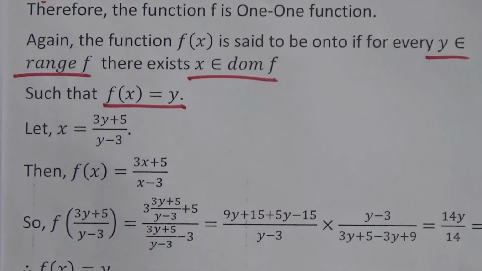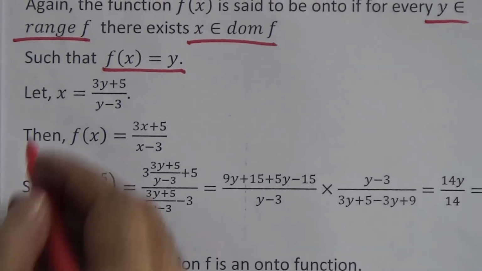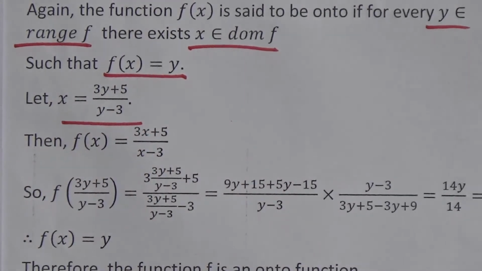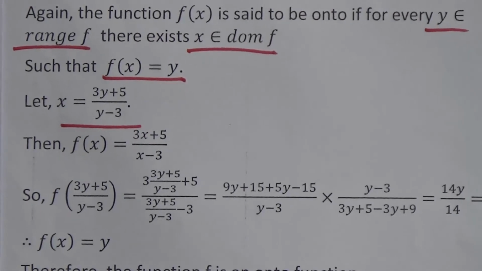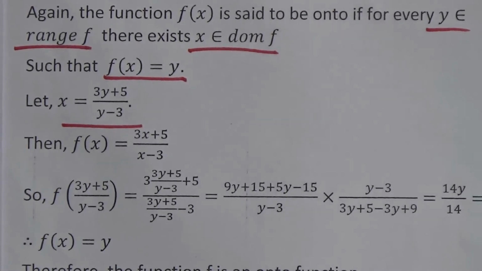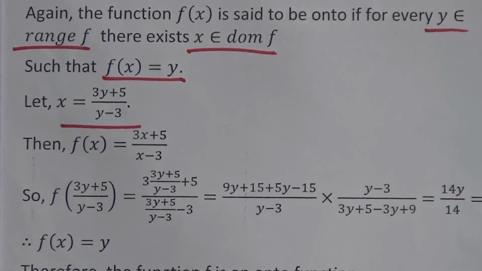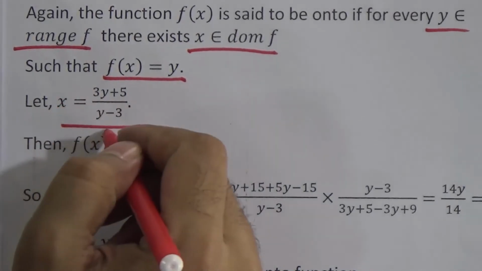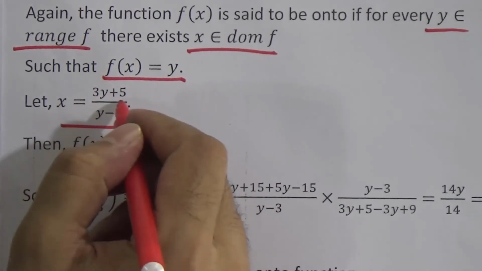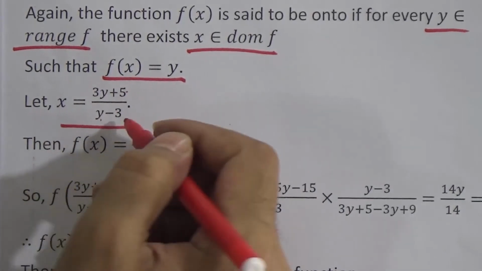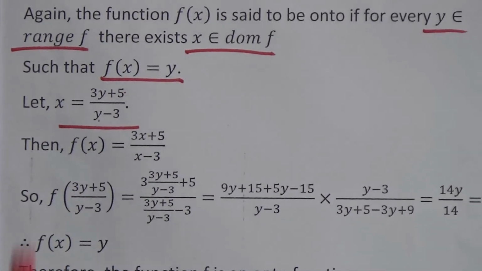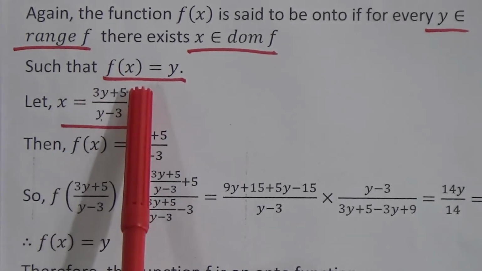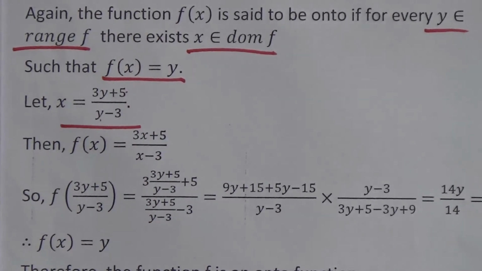So we need to remember that we have to consider some x such that for this value of x, if we get the image y, then we can say the function is onto. For this I have taken x equal to (3y plus 5) by (y minus 3). Dear students, now you may ask, how can we consider x equal to (3y plus 5) by (y minus 3)? To write this you can use a technique.